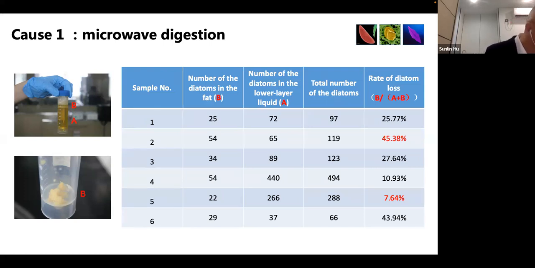After that, the rate of diatom loss due to heating digestion can be calculated. The result is shown in this table. As can be seen, the diatom loss rate ranges from 7 to 45%.